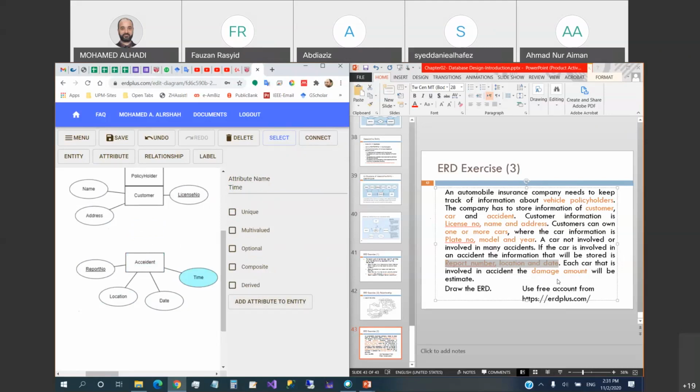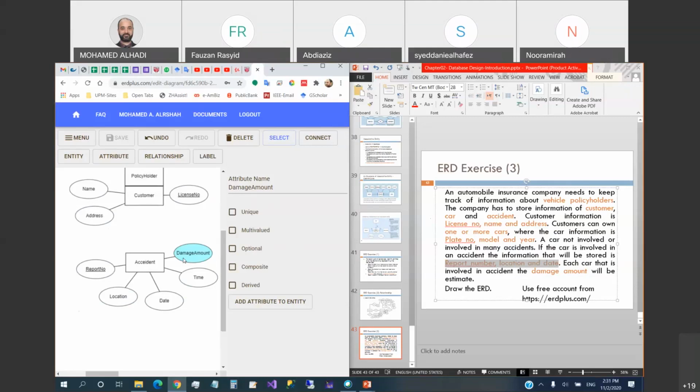What else do we have here? We have something called damage amount, right? So for every accident, we have a damage amount, right? Is it correct or not? Wrong. Yeah, but what if we have two cars involved in the accident? Then the damage amount will be counted for each car, right? Yes. What if the accident involved five cars? Then we will have five amounts, right? Correct.